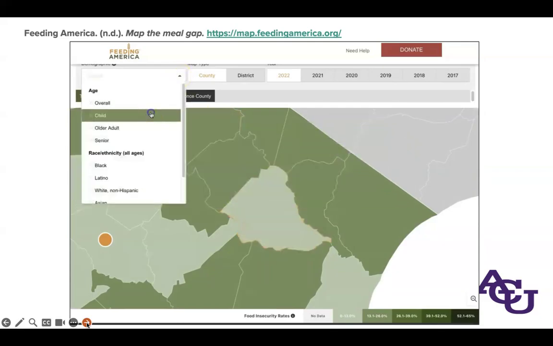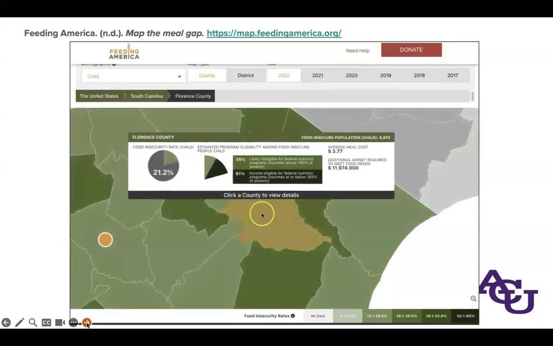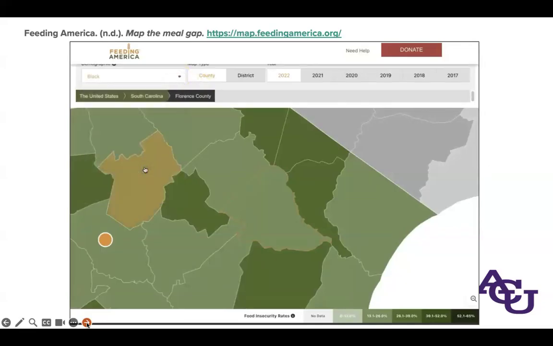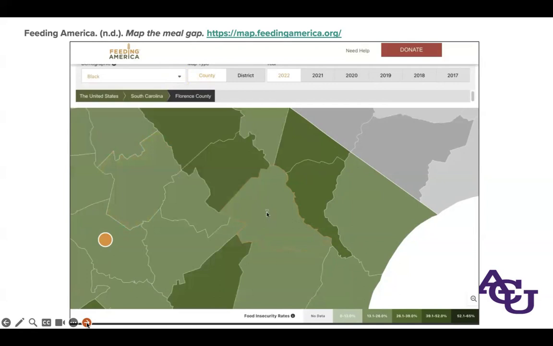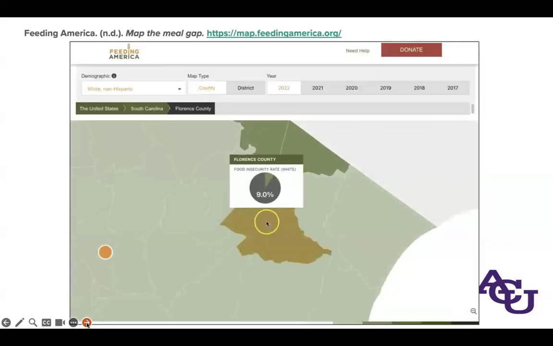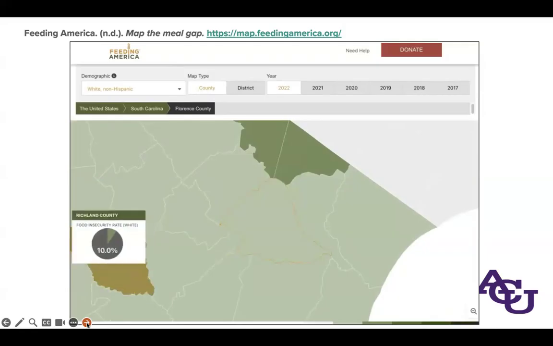If I go up to the drop-down list, I can break it down by age and race and ethnicity. 21.2% of children in Florence County, which is 6,810, experience food insecurity. Looking at the different races and ethnicities is very eye-opening. We have in Florence 26% food insecurity among the Black population, and among the white non-Hispanic population, we only have 9% food insecurity. So looking at statistics like this really helps you see disparities in how the populations are affected.